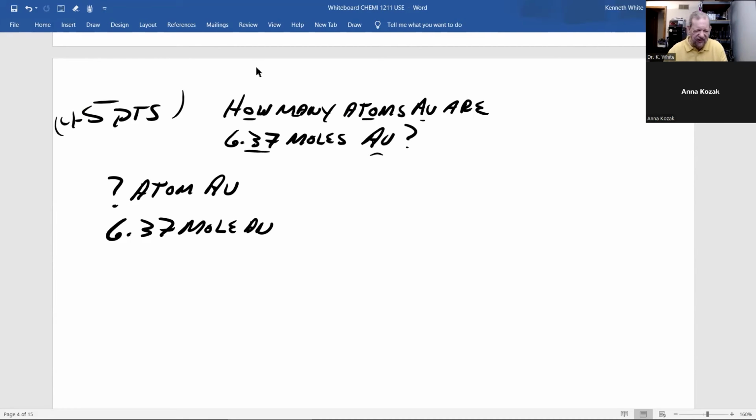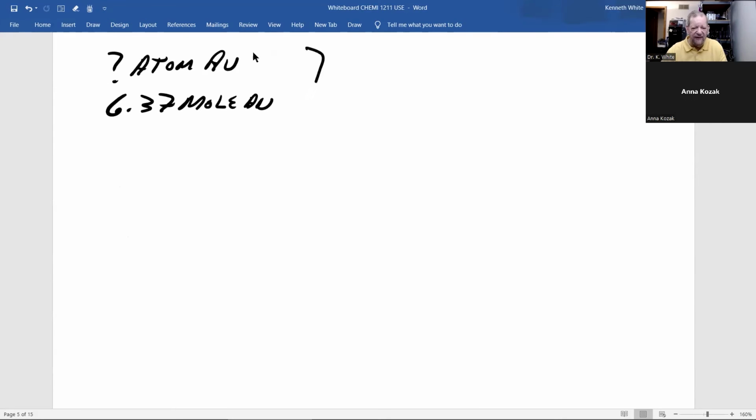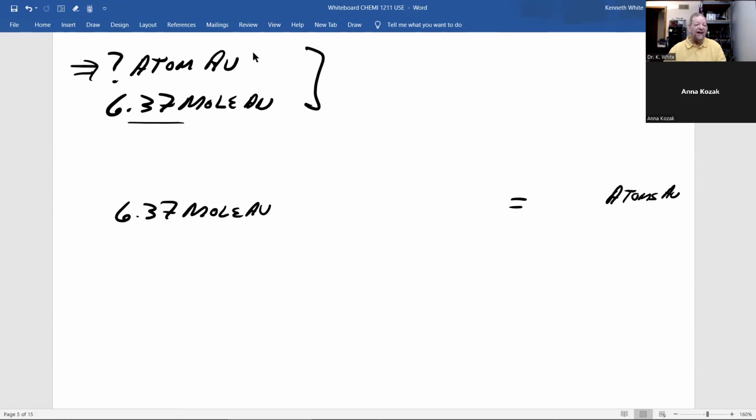And how do we set this up? Well, if we look up here, the only number I have to start with is 6.37 moles, and it's important to write down the units, moles of gold. And what do I want my answer to be in? And I put an equal because I want this to come out to be in those units, atoms of gold. And now, what do I use? Unit analysis, your good buddy, your good friend.